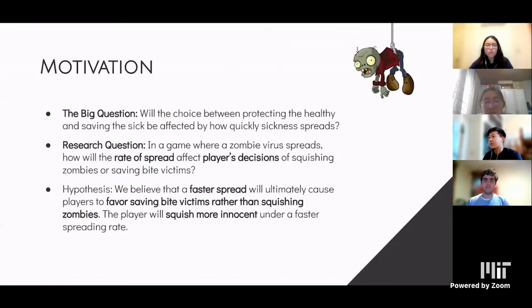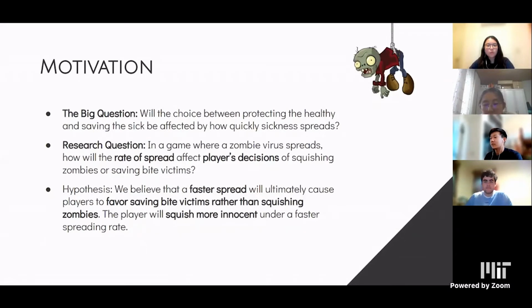So starting with our motivation, all of us were interested in topics like moral machines, as well as all the tough ethical decisions that RL machines have to make. We decided to implement these ideas into a serious game where a zombie virus constantly spreads and infects pedestrians. Our research question was, in a game where a zombie virus spreads, how will the rate of the spread affect players' decisions of squishing zombies or saving bite victims?